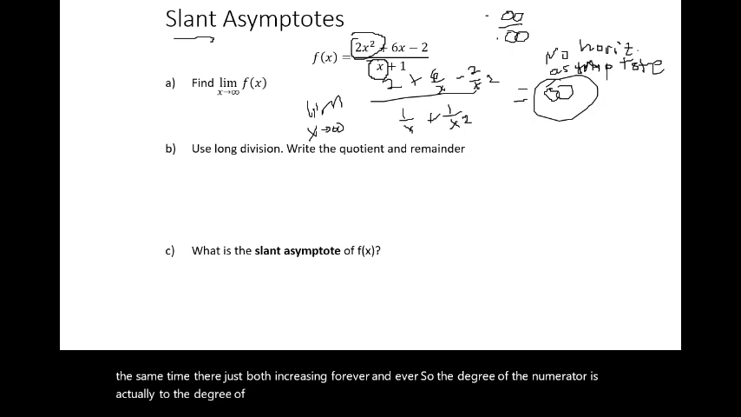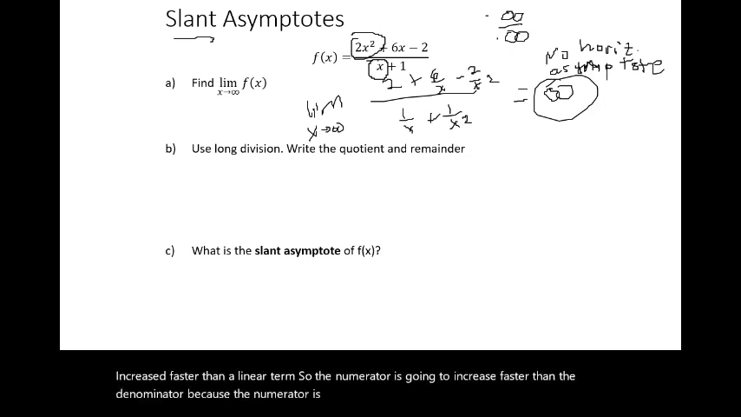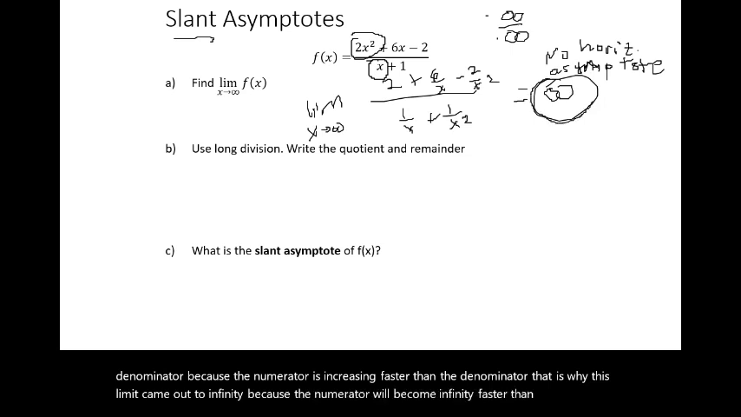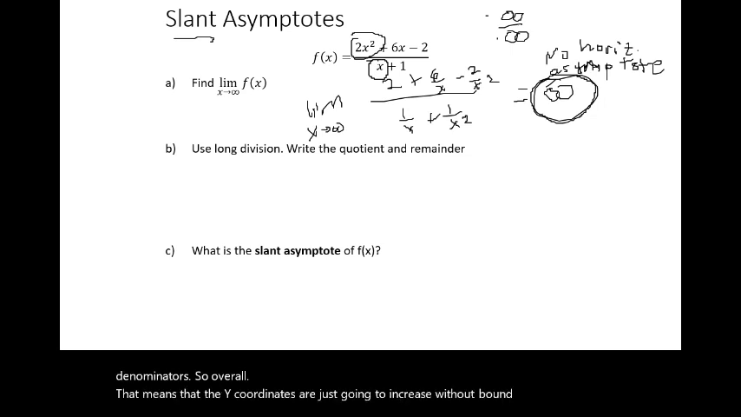So which of those is increasing faster? Well, a squared term is going to increase faster than a linear term, so the numerator is going to increase faster than the denominator. Because the numerator is increasing faster than the denominator, that is why this limit came out to infinity, because the numerator will become infinity faster than the denominator. So overall, that means that the y-coordinates are just going to increase without bound forever and ever, and there is no horizontal asymptote.